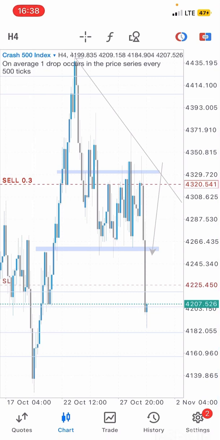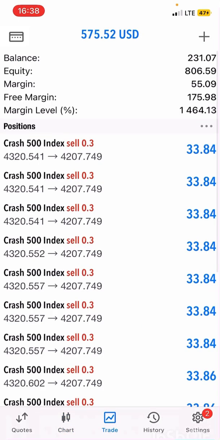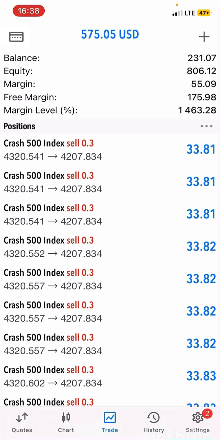So this is what we had, guys. This is what I had for you. And these are the running profits that we're in. It's coming back a bit, but it will go completely down, and our target profit is supposed to be around 2K for this current trade.